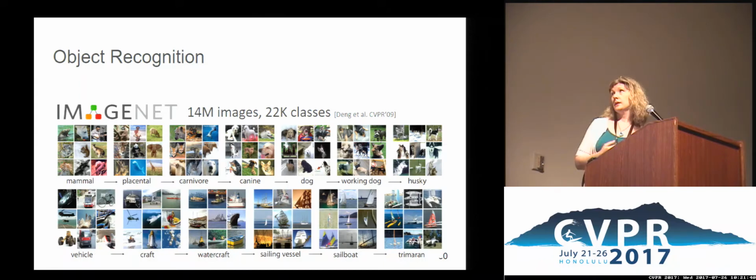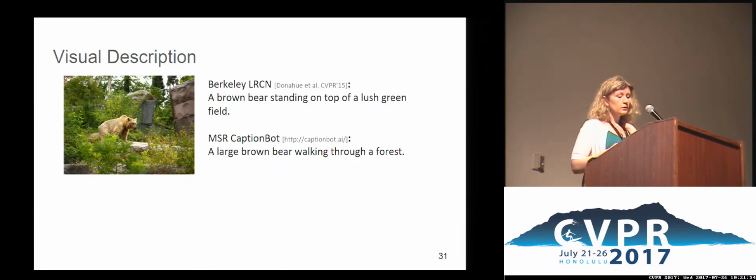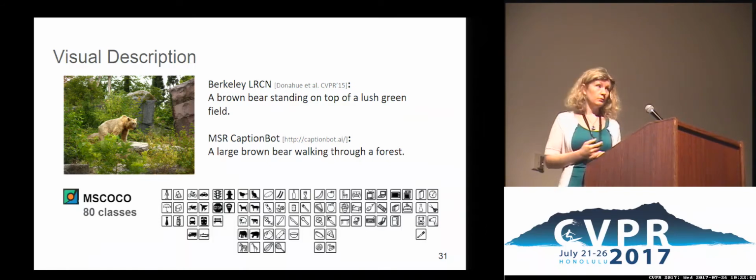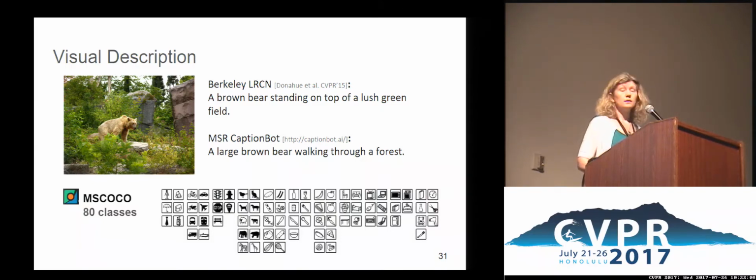Right, so in object recognition, for example, we have 14 million images in ImageNet, 22,000 classes, so we have plenty of annotated data for object recognition. But if you compare that to something like visual description or captioning, the annotations of images with captions only contain about 80 classes of objects, right? So it's a pretty limited set of objects, just because it's difficult to collect these data sets.